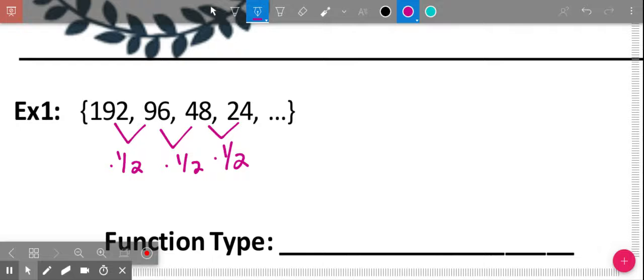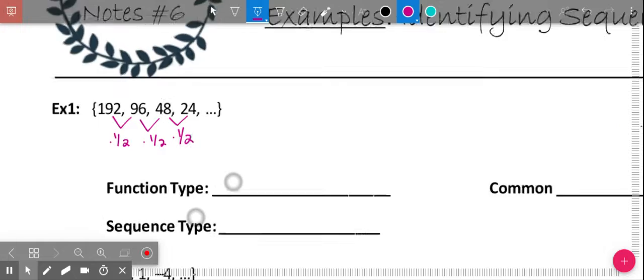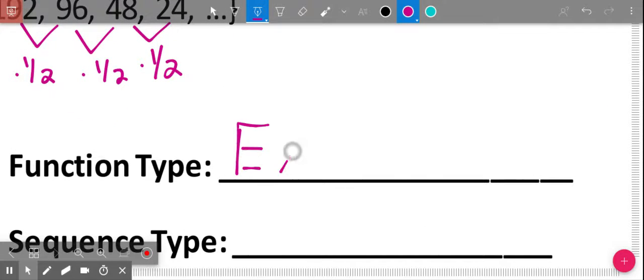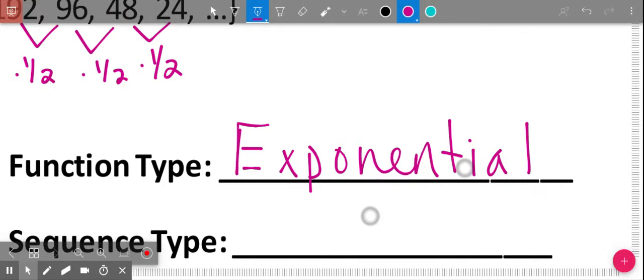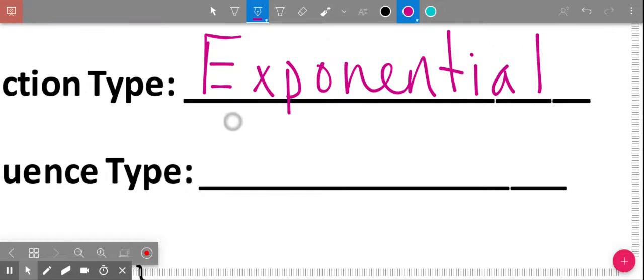Since we are multiplying by a number, we're not adding, we're not subtracting, we're multiplying, we know that this is going to be an exponential function. We know that this belongs with that family of exponential functions. When we're talking about the sequence, that's just our list of numbers. For our sequence, we have two options: arithmetic or geometric. And remember, anytime we're multiplying, that's going to be a geometric sequence.